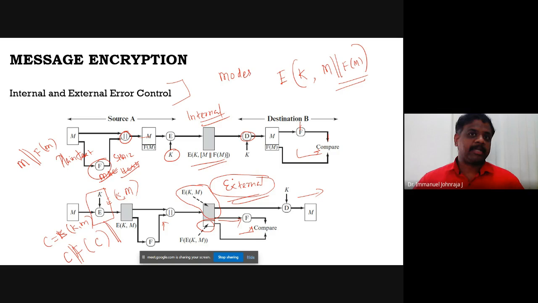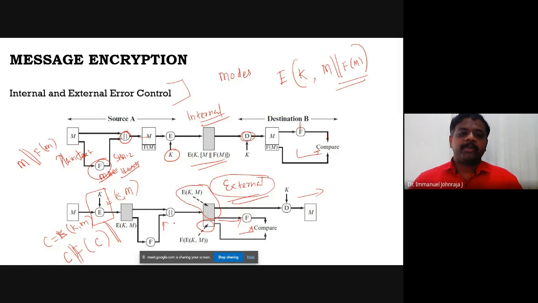What is the external error control? The message authentication code, or the digest, is not included as part of the ciphertext. That is appended along with the ciphertext. But earlier, that is also included into the ciphertext. Now, what is the point here?